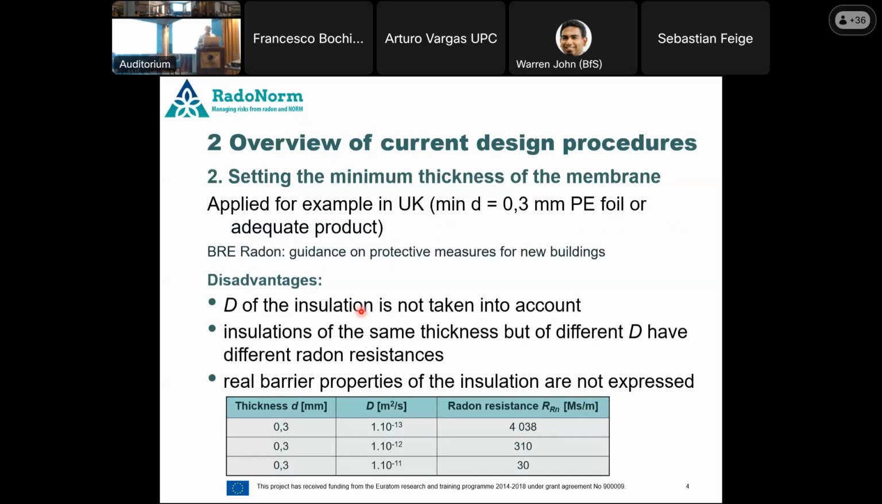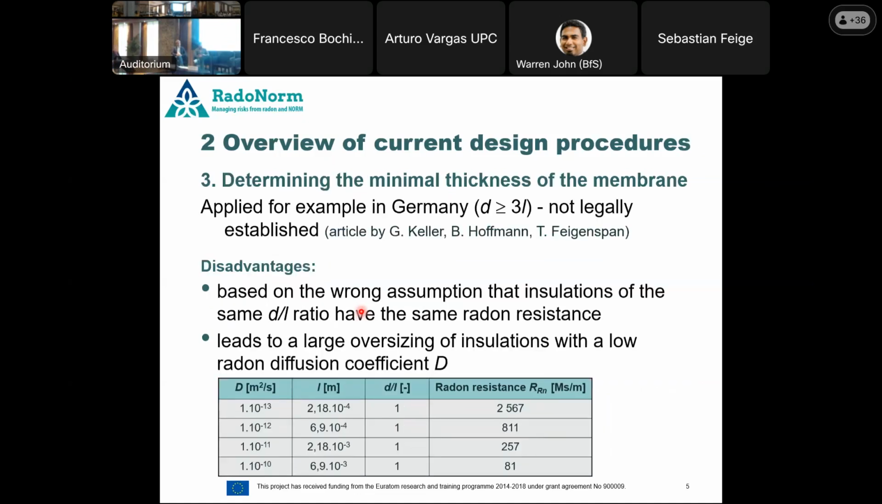The second approach is that we can set the minimum thickness of the membranes. This is applied, for example, in the UK. The minimum thickness is 0.3 millimeters of polyethylene foil, or we can have some adequate product of corresponding thickness. And again, it's contrary to the previous case. Here we have the minimum thickness, but if we change the radon diffusion coefficient, we will obtain different radon barrier properties. So again, this approach does not express the real barrier properties.